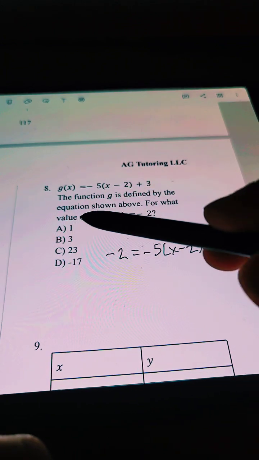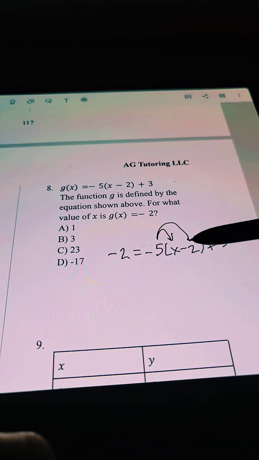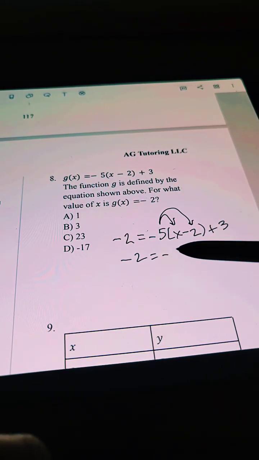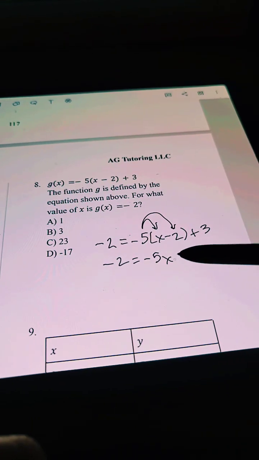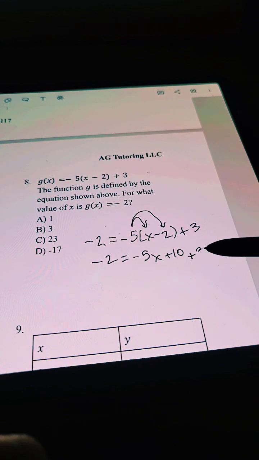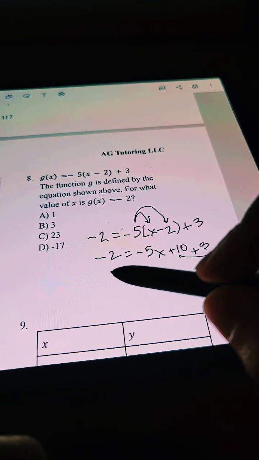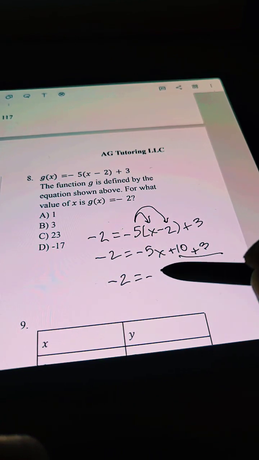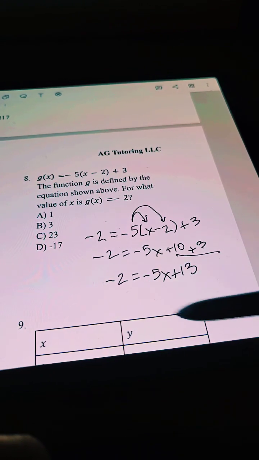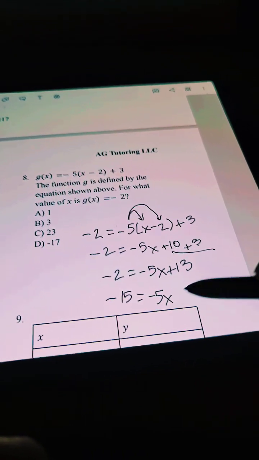So now, remember, I'm solving for x, so all I have to do is distribute, then combine like terms and solve for x. So this is -2, -5 times x is -5x, -5 times -2 is going to be +10, and then we have just the +3 to copy down over. Now let's combine these like terms of 10 plus 3 to get 13. So then I have -2 is equal to -5x plus 13. Now I'm going to subtract 13 on each side. So then I get -15 is equal to -5x.